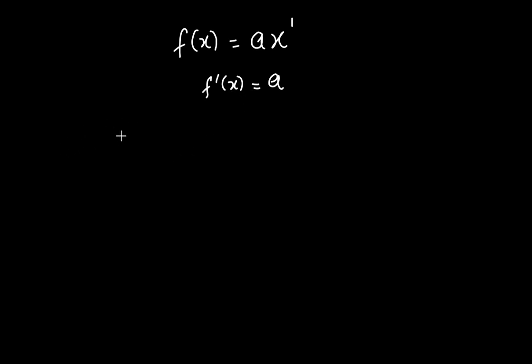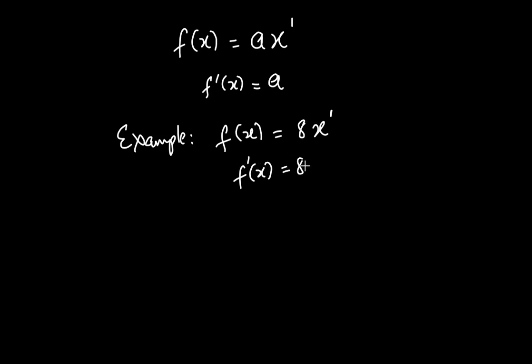So what do we mean? For example, let's say you have f(x) equal to 8x. Because there is an x attached to the 8, you can't say the derivative is 0. Because here the exponent is 1, the derivative of f is simply 8. We're just going to take the coefficient as your derivative.